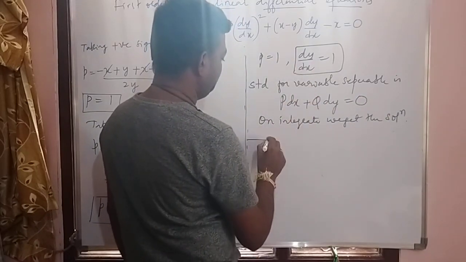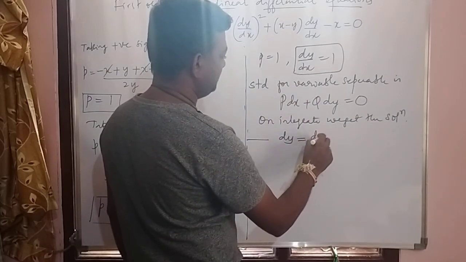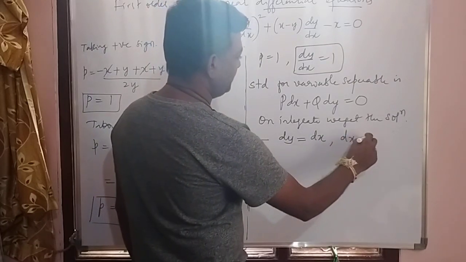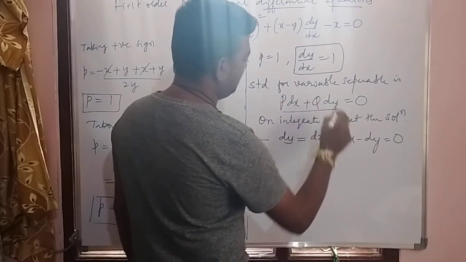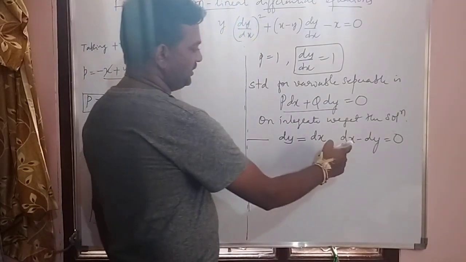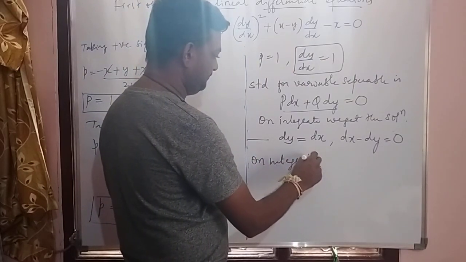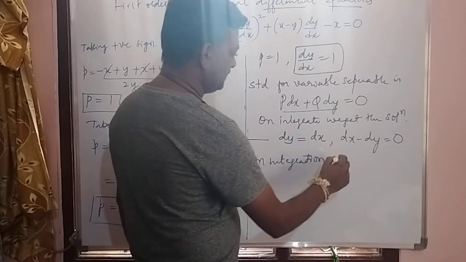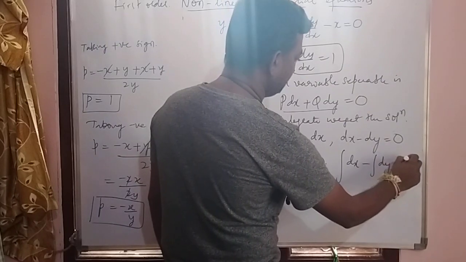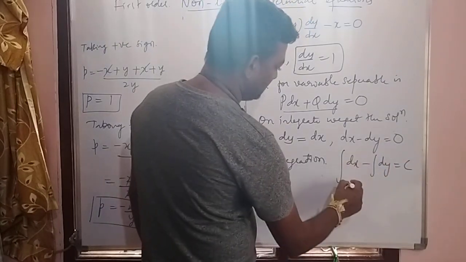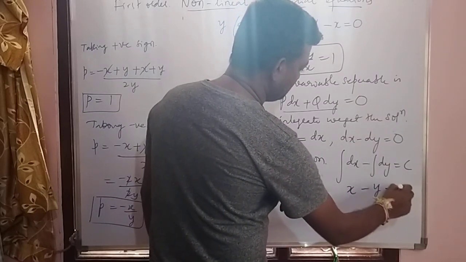For that, first cross multiply, keep dy as it is and cross multiply dx. So this is dx minus dy is equal to 0. Now it is in standard form of variable separable. So on integration, this is integration of dx minus integration of dy. There is a constant of integration c. Integration of dx is x, integration of dy is y, is equal to c.